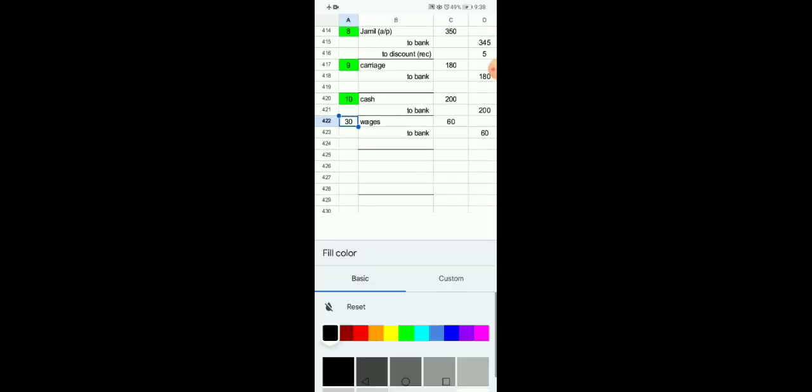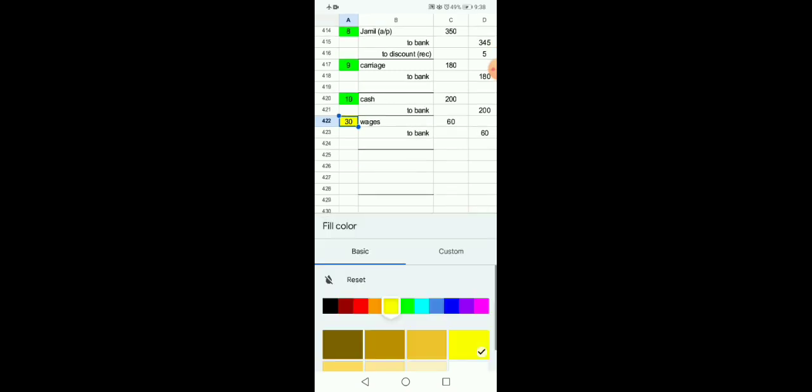And now this was the last entry which we have posted. We were supposed to write bank on the credit side by 60. So the bank column is credited by 60, the 30 entry is completed, nothing else is left. So it means all of the posting has been completed.